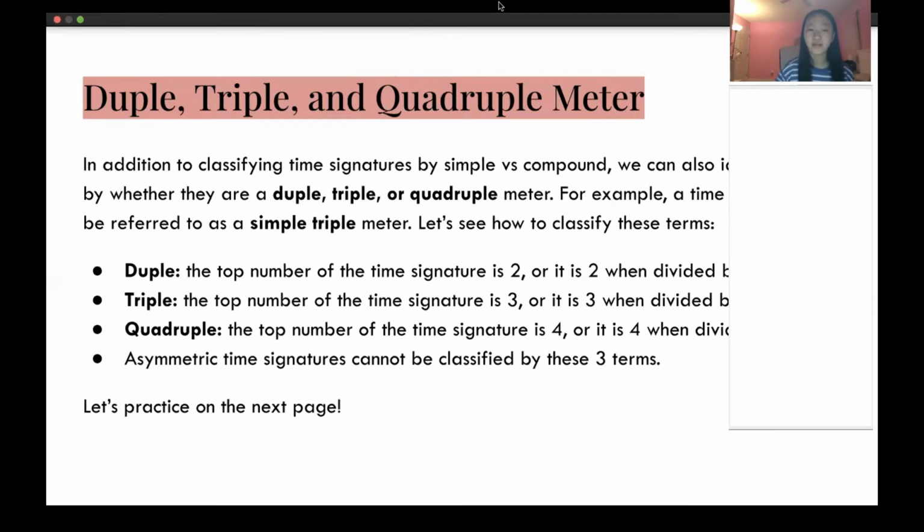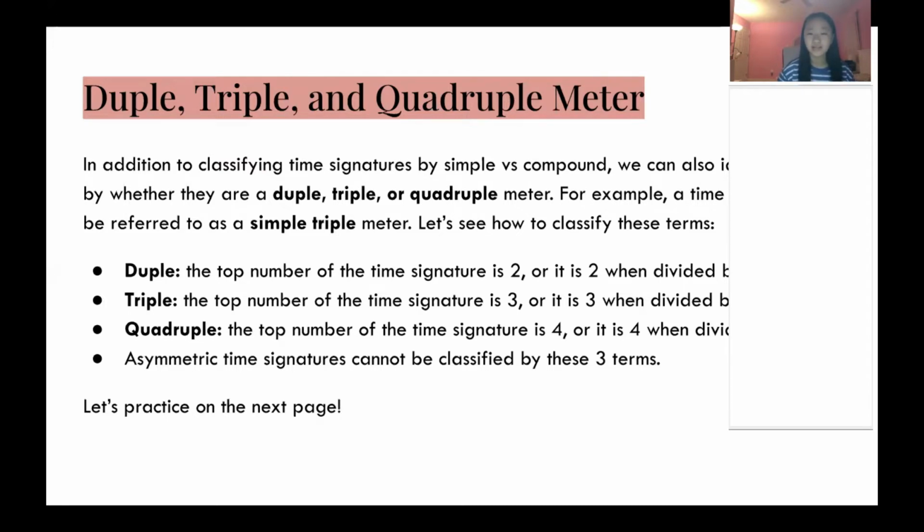Okay, so in addition to classifying time signature by simple versus compound, we can also identify them by whether they are a duple, triple, or quadruple. So in case you don't know what those words mean, duple basically represents 2, triple represents 3, and quadruple represents 4. Exactly. So for example, a time signature can be referred to as a simple triple meter. So that's how you would place the two things together.